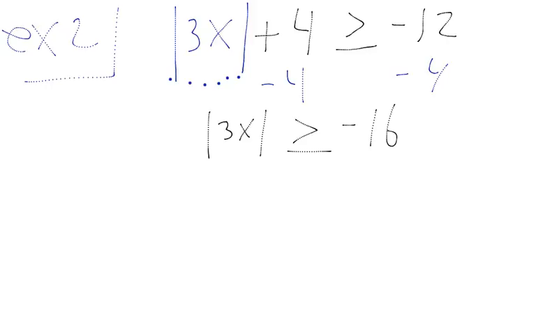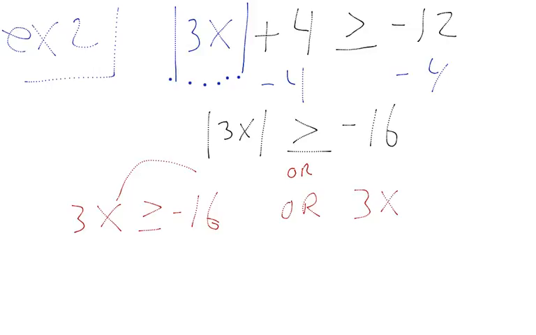If I make my two inequalities, well, here's one: 3x is more than or equal to negative 16. With greater than, that's or. So, or, 3x, double switch, less than or equal to positive 16.